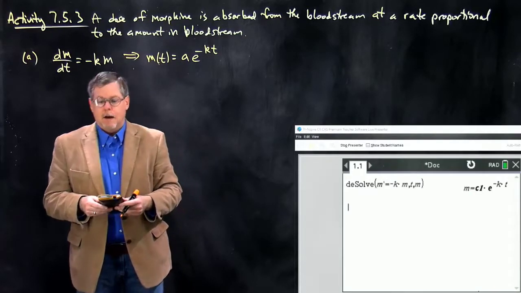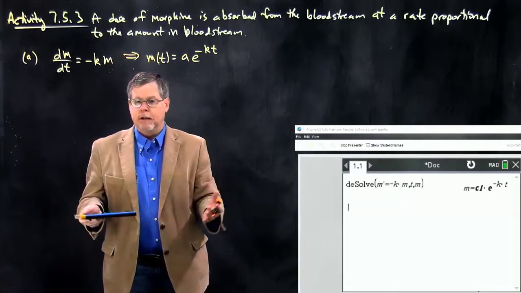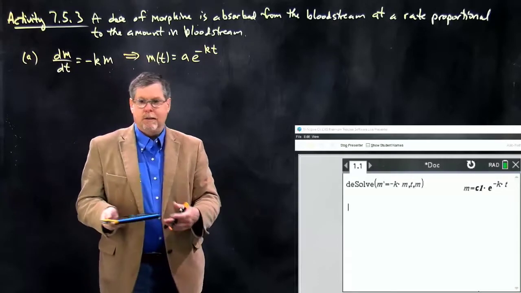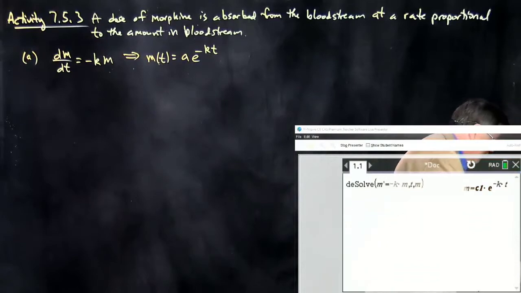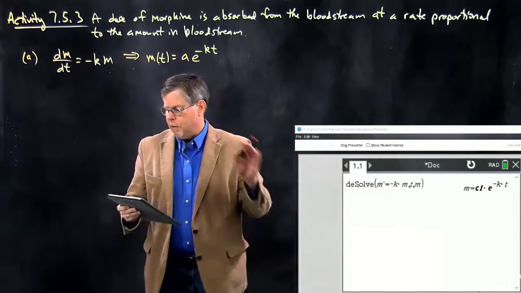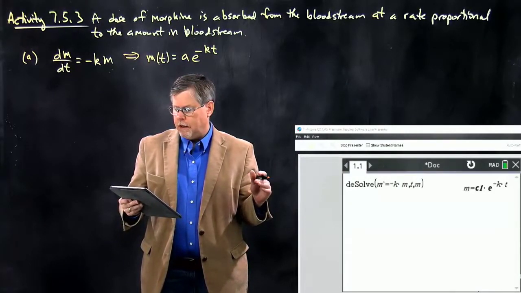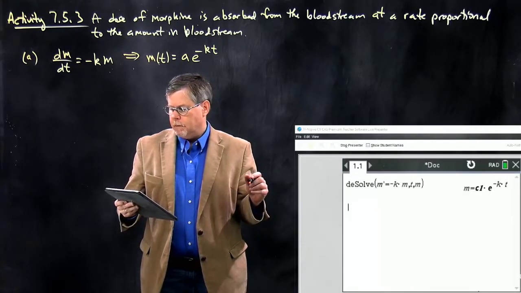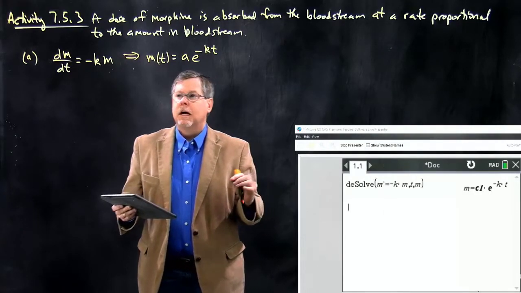Now, one thing when we talk about drug dosage, you have to remember there's constantly more drug being administered. Let me take a look real quick. So this is part A. Part B says, assuming the initial dose of morphine is M sub 0, solve the initial value problem to find M of t. Use the fact that the half-life of the absorption of morphine is 2 hours to find the constant k.